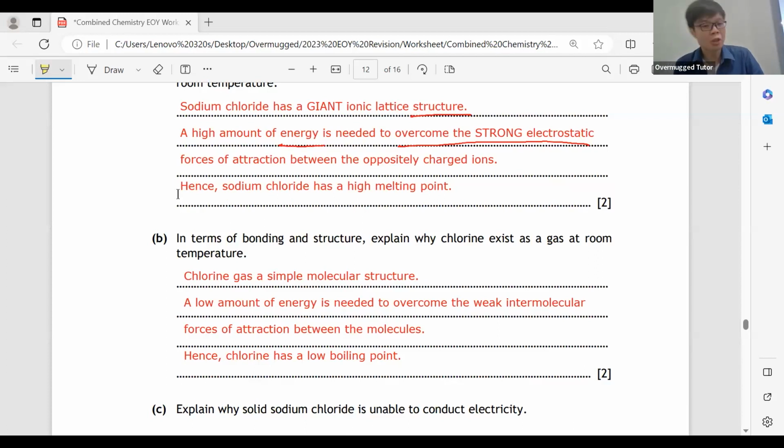If you all want, you all can write short form for forces of attraction over here. I know it's quite long. Can write FOA. Okay, forces of attraction. Exam, you just write everything out lah.